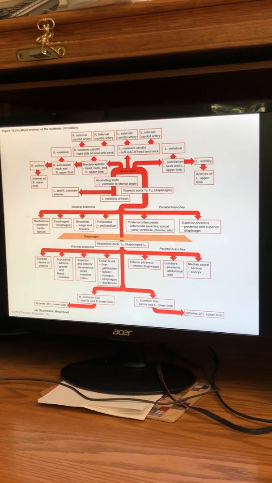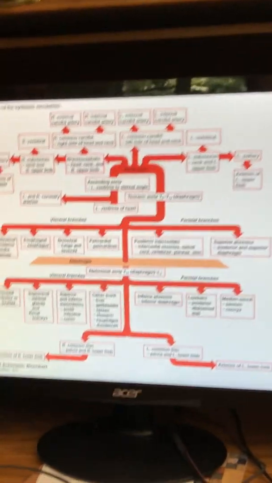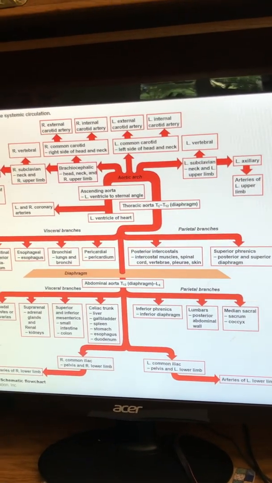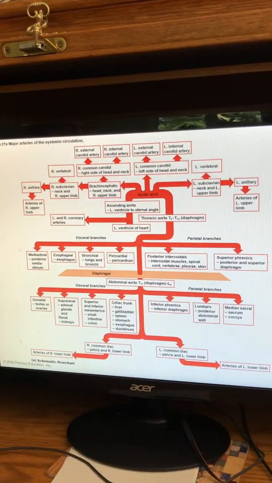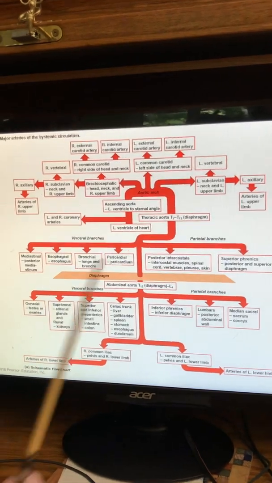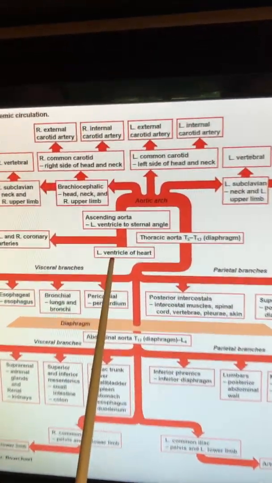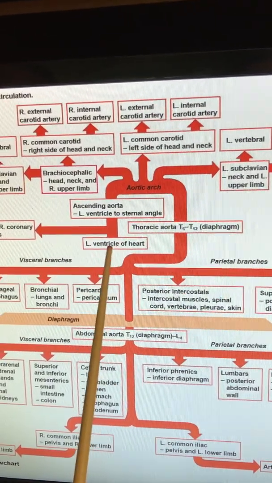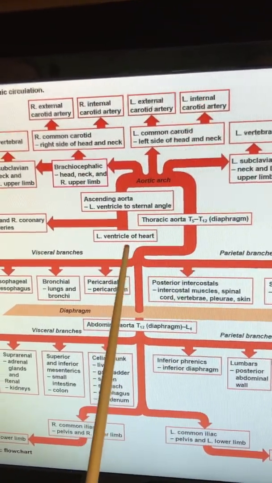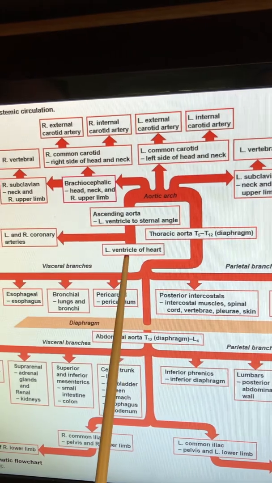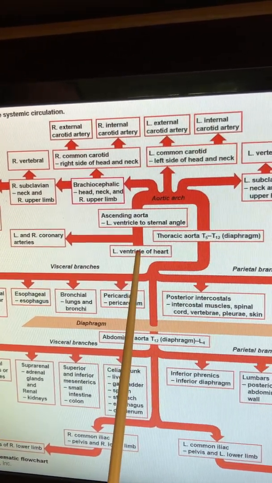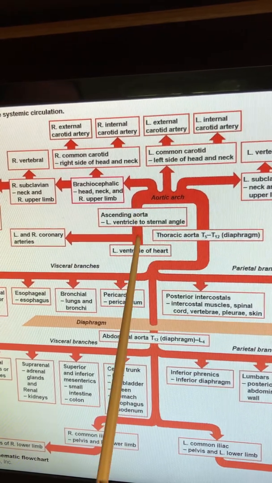So here is the flow chart that I think is the best way to learn it. And you don't have to know it from this, and I'm going to show you other things so that you can see it going from body regions. But right here, where it says the left ventricle of the heart. Remember, it's Ben, as he's gone into the heart and left the heart, he has to go through the aortic valve. As he goes through the aortic valve, he is going up the ascending aorta.